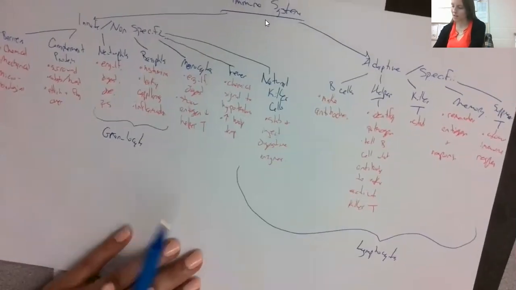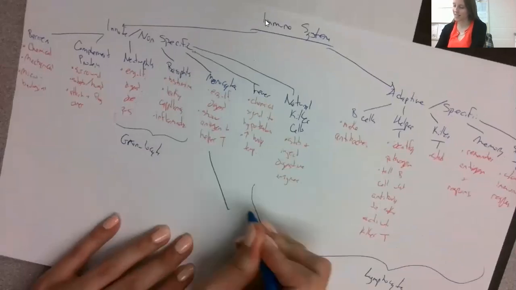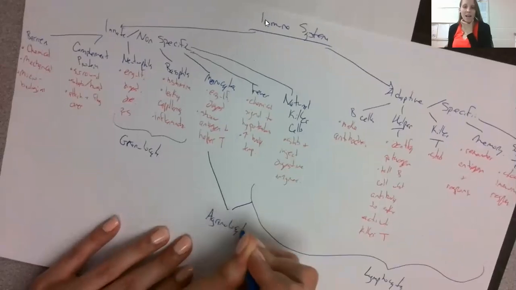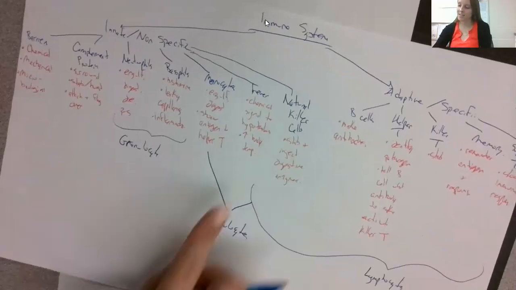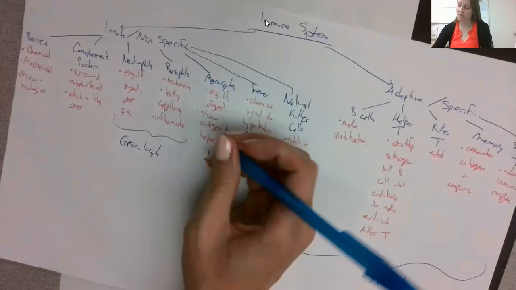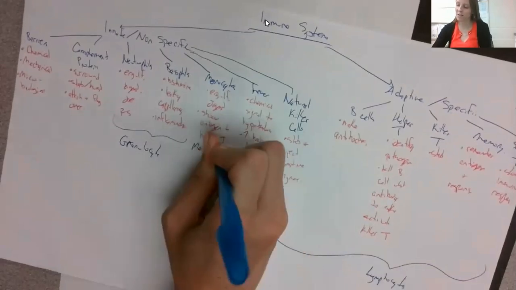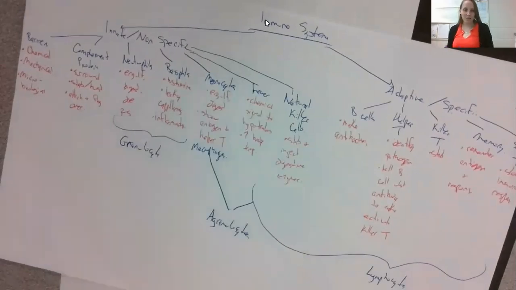Okay, but this guy and the lymphocytes are all agranulocytes. And you should know that monocytes are also referred to as macrophages once they actually leave the bloodstream.